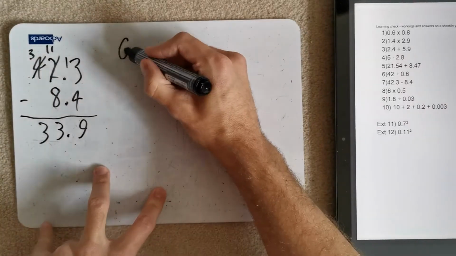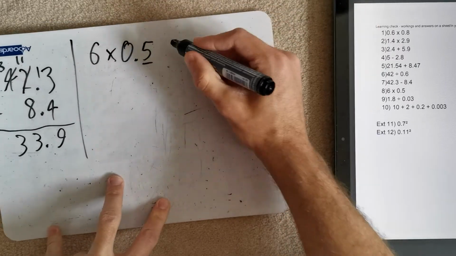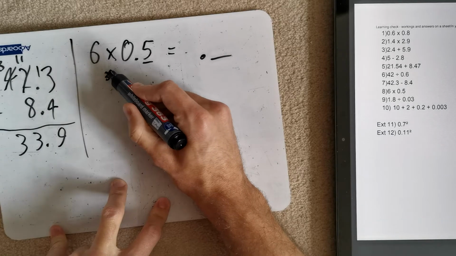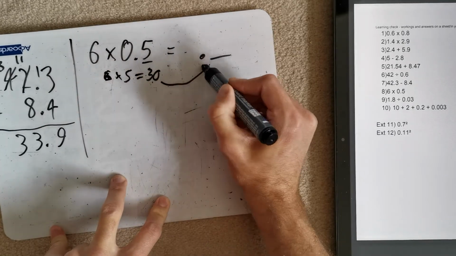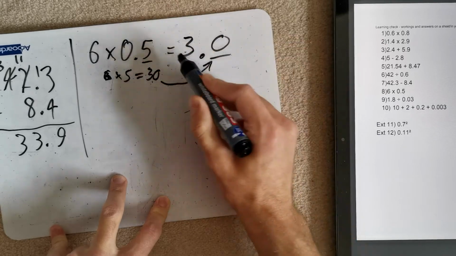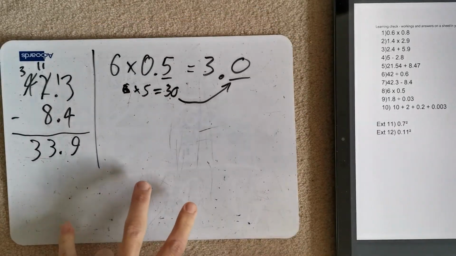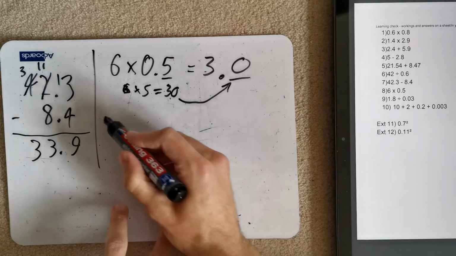Okay, 6 times 0.5. 1 decimal place in the question, 1 decimal place in the answer. Oops. 6 times 5 is 30. Fill that in from this end. 3.0, you could just put that as 3. 3.0 will still be accepted though. Okay. Have I missed a question? No, I haven't. Okay.